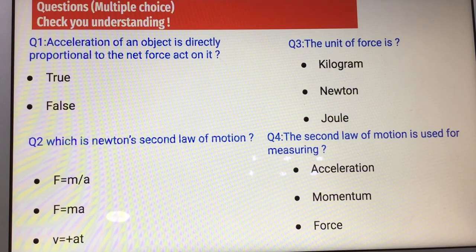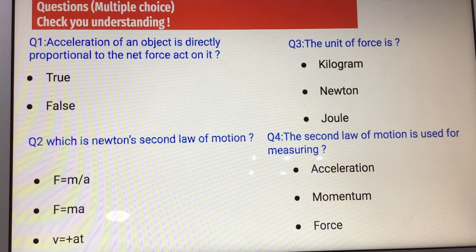The second question says, which is Newton's second law of motion formula? Is it F equals m over a, or F equals ma, or v equals u plus at? And as we said previously, it's F equals ma. The third question says, what is the unit of force? Is it kilogram, Newton, or joule? And as we said also, it's Newton. The last question says, the second law of motion is used to measure acceleration, momentum, or force, and the answer is false.